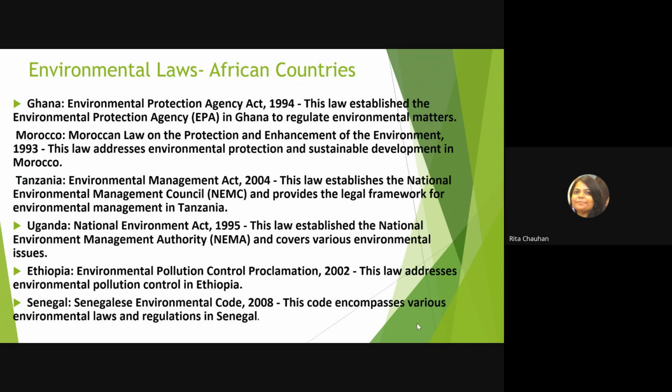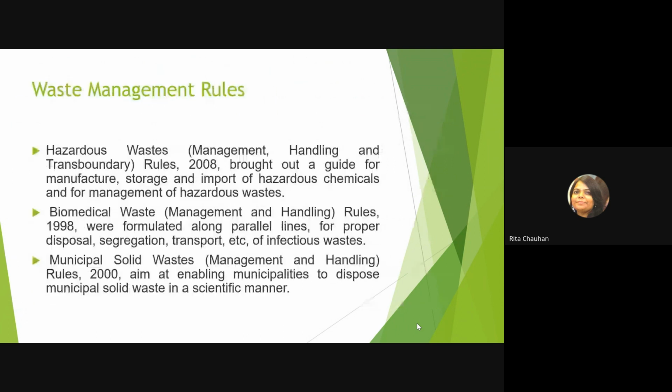Then in Tanzania, we have the Environmental Management Act of 2004, and in Uganda we have the National Environment Act of 1995, which set up the National Environment Management Authority and covers various environmental issues. Then in Ethiopia, we have the Environmental Pollution Control Proclamation of 2012, which addresses environmental pollution control in Ethiopia. Then in Senegal, we have the Senegalese Environmental Code, from 2018, which encompasses all the environmental laws and regulations in Senegal.